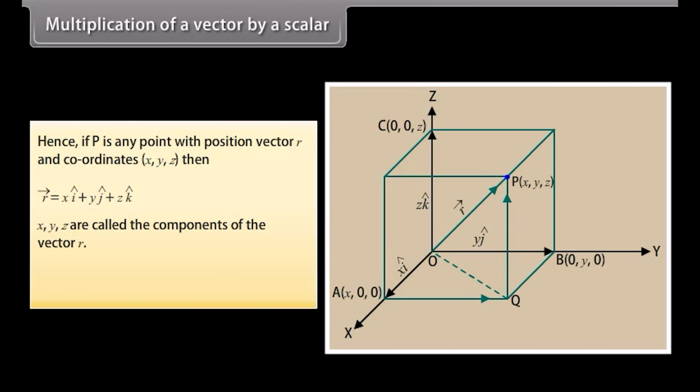x, y, z are called the components of the vector r. The mode of the vector is the square root of x square plus y square plus z square.